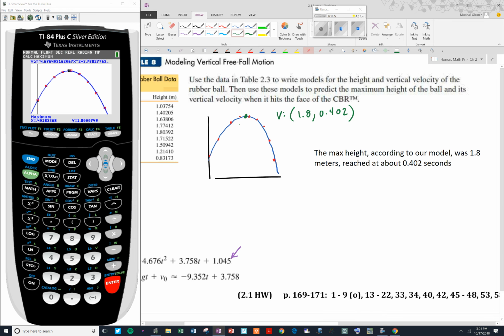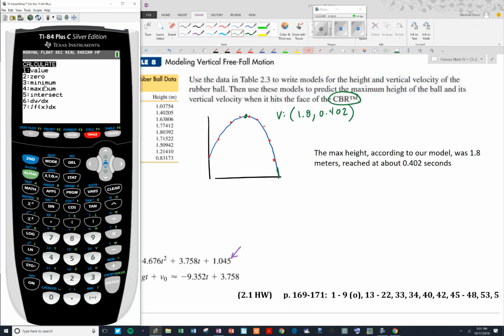Okay, then it asks us to find the vertical velocity when it hits the face of the CBR. I know that sounds kind of funny. When it hits the face of the CBR, that means that it's actually reaching the 0 meters away from what's measuring it, which is the CBR. So we're trying to find out what the 0 is there. Well, to do that, we would have to use our graphing calculator again to find out what that 0 is, when it hits 0. Okay, so instead of hitting second trace and doing the maximum, we would do second trace and do the 0. So number 2.